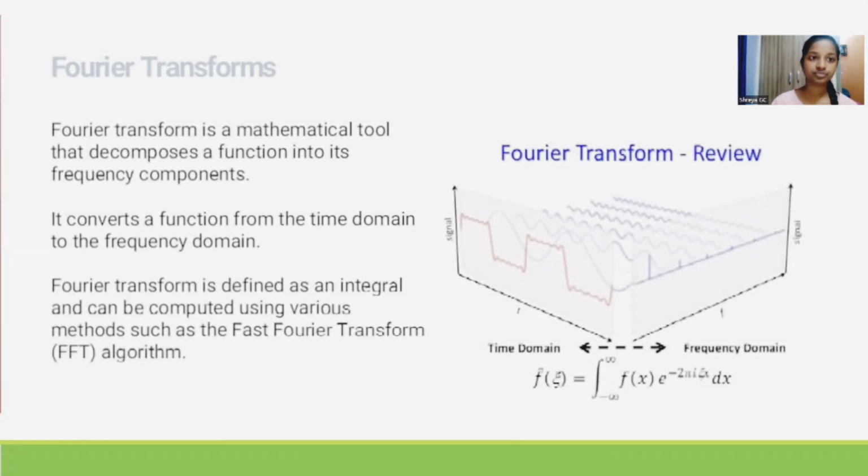Fourier transforms. Fourier transform is a mathematical tool that decomposes a function into its frequency components. It converts a function from the time domain to the frequency domain. Fourier transform is defined as an integral and can be computed using various methods such as the fast Fourier transform, FFT algorithm.